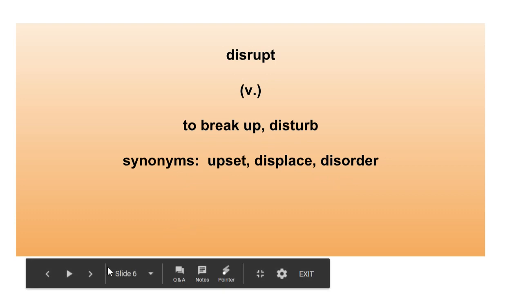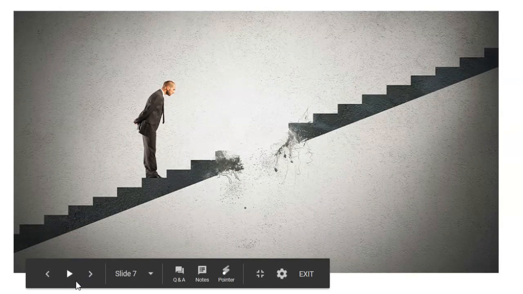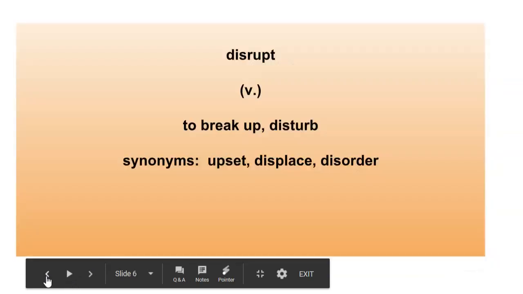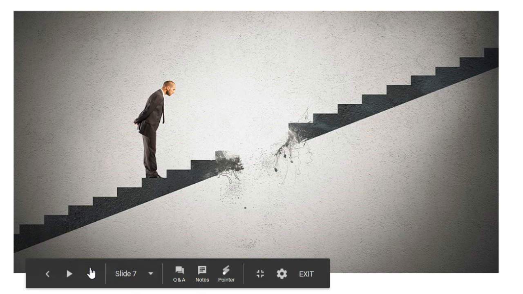A good example would be if your brother or sister, mom or dad are watching a movie, and you come in and change the channel, you would disrupt them. And there's a picture of a gentleman walking up the stairs and the step is gone, so it's disrupted. He can't continue up to wherever he's going.